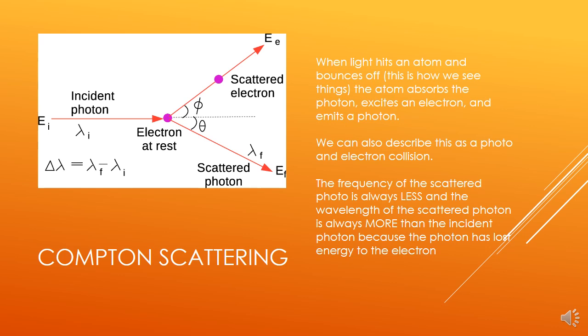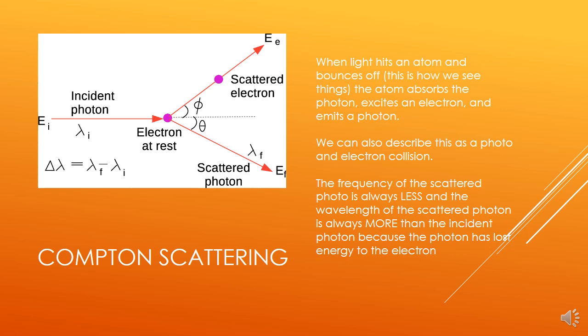So in the middle paragraph I wrote, we can also describe this as a photon and electron collision. Then the bottom paragraph, the frequency of the scattered photon is always less, and the wavelength of the scattered photon is always more than the incident photon because the photon has lost energy to the collision.